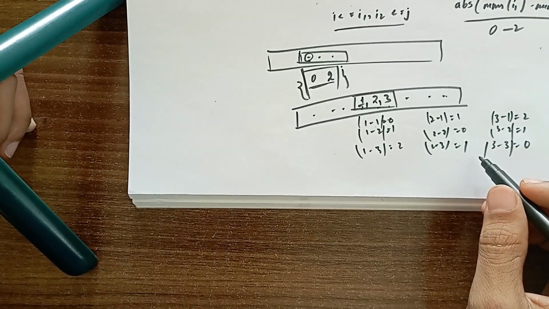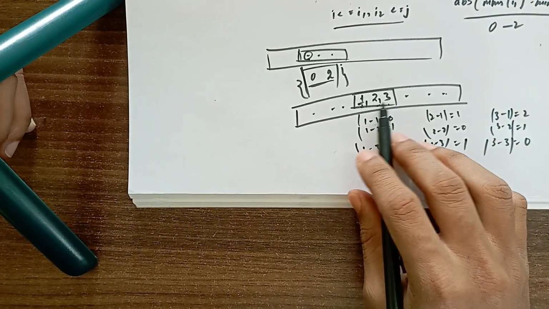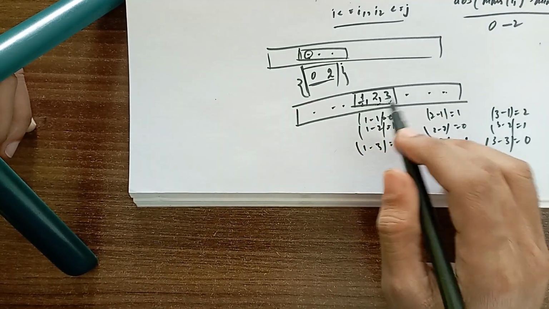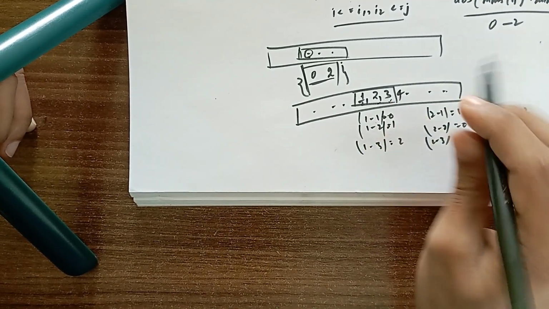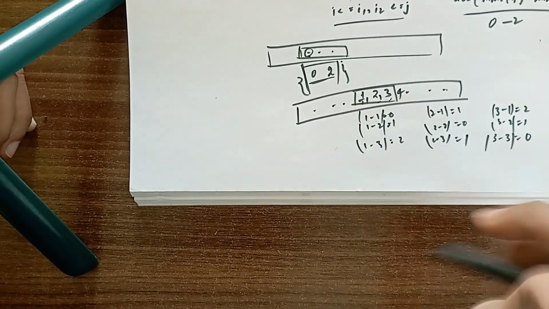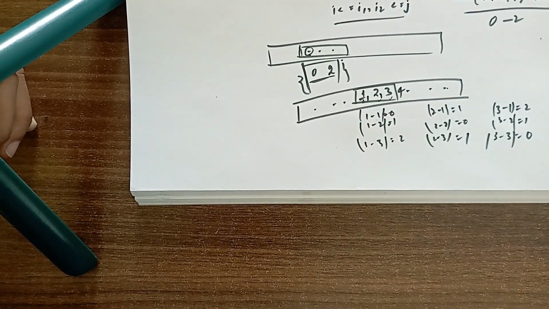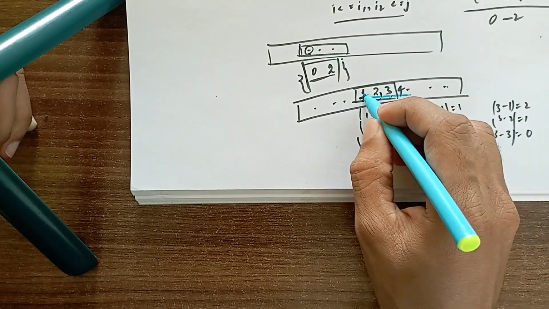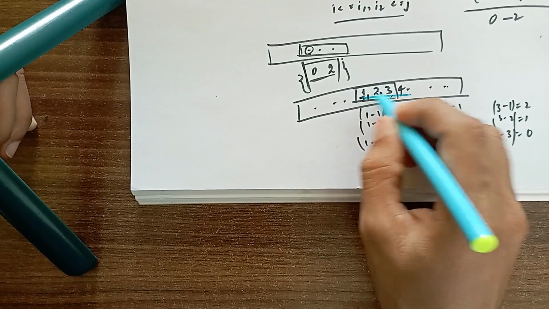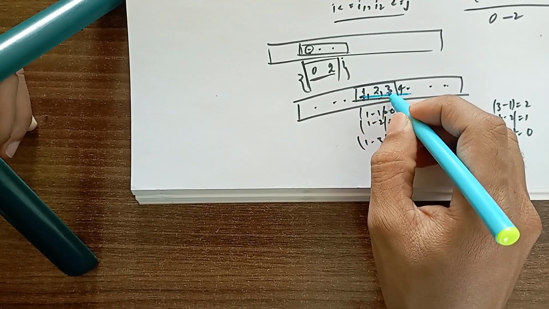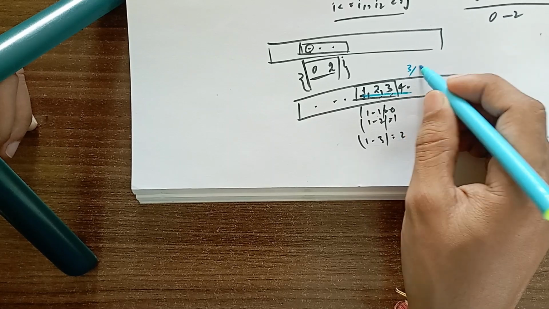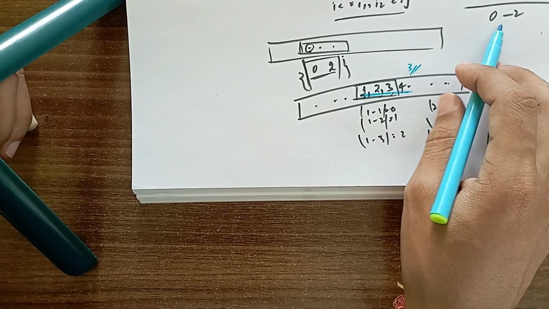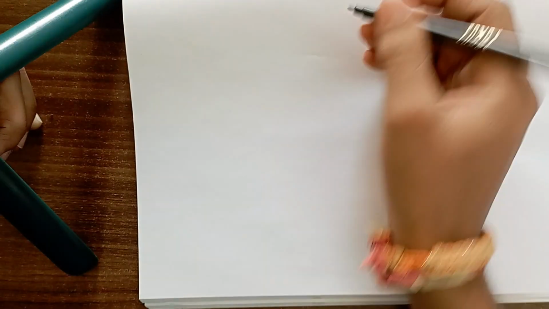But if you see clearly, we have 1, 2, and 3. Let me add another element, 4. If you take this subarray 1, 2, 3, 4, now 1 minus 2 is 1. 1 minus 3 is 2. 1 minus 4 will give us 3, which doesn't come in the range of 0 to 2. So they gave two examples. Let us walk through those examples.